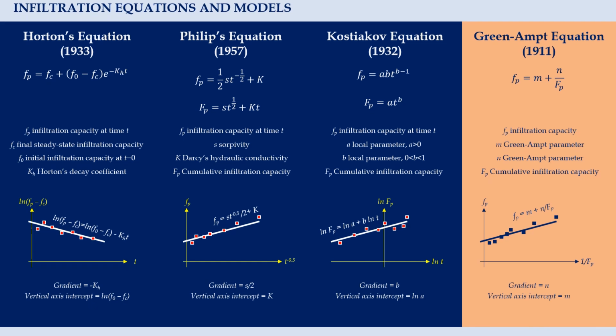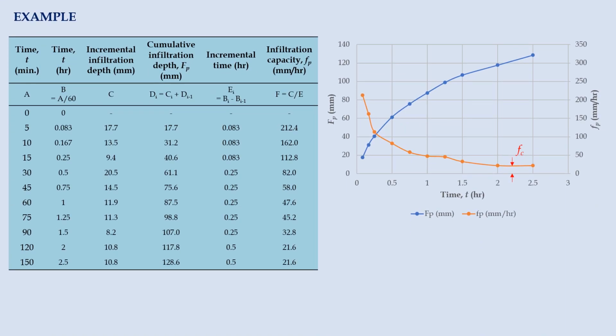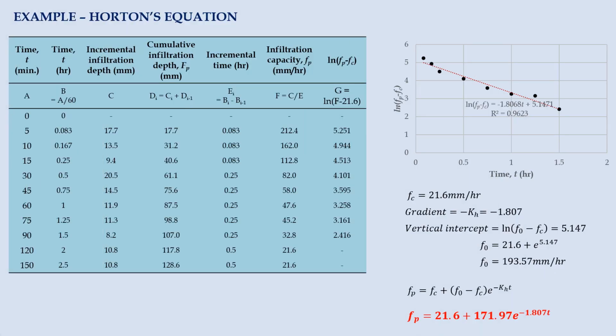Now, let's implement these models and work on the dataset obtained from the infiltrometer. All we need to do next is to evaluate the model parameters based on the dataset. For Horton's model, we need to determine Fc from the table, and it equals 21.6 mm per hour. Then, we calculate Fp minus Fc and apply the natural log on it. At this point, we are good to proceed with graph plotting.